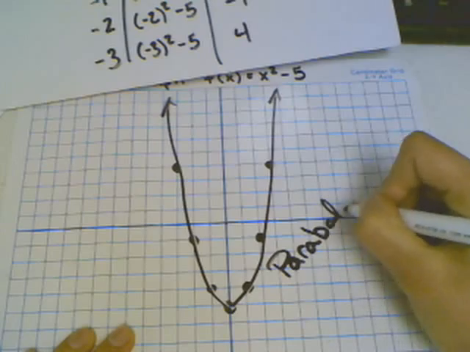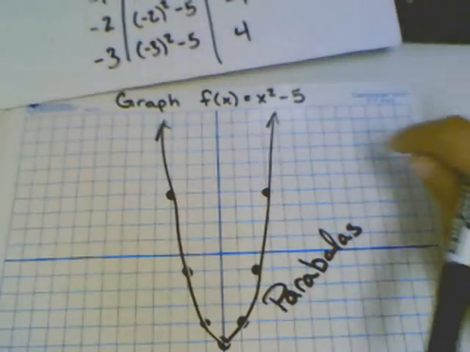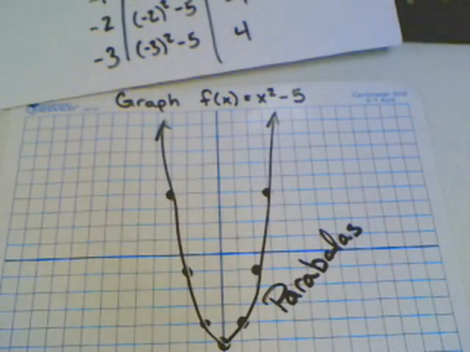These types of graphs are called parabolas, and anything that has an x squared term in it will have a graph that is a parabola like this.